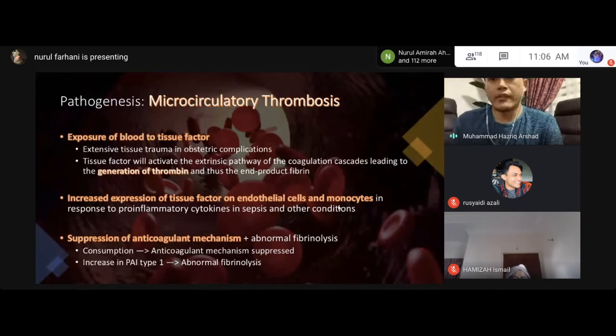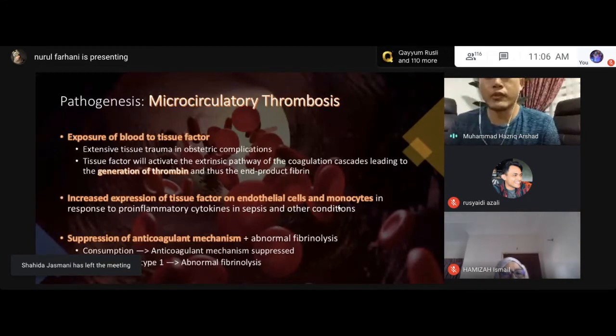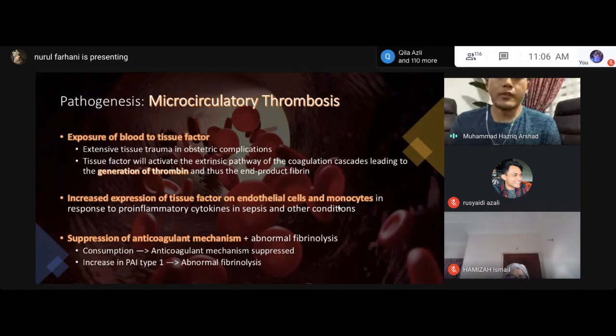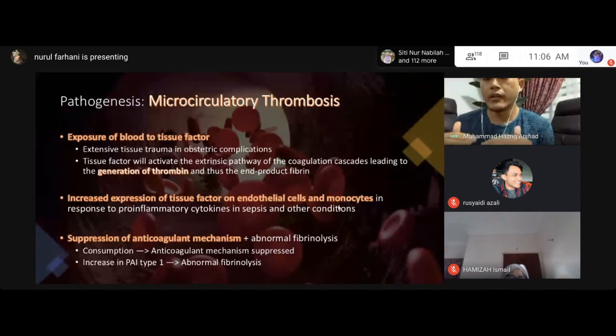When there is extensive tissue trauma in obstetric complications like abruptio placenta and so on, this will at the end of the day lead to generation of thrombin, and the end product fibrin will give rise to an increase in FDP and an increase in D-dimers. Other than that, the second mechanism is the increased expression of the tissue factor itself on the endothelial cells and monocytes in response to pro-inflammatory cytokines in sepsis and other conditions. One is due to extensive trauma that leads to exposure of the blood to the tissue factor, which is factor 3 that will activate the extrinsic pathway. The other is distinct, because the tissue factor is expressed at the cellular level, on the endothelial cell or the monocyte.